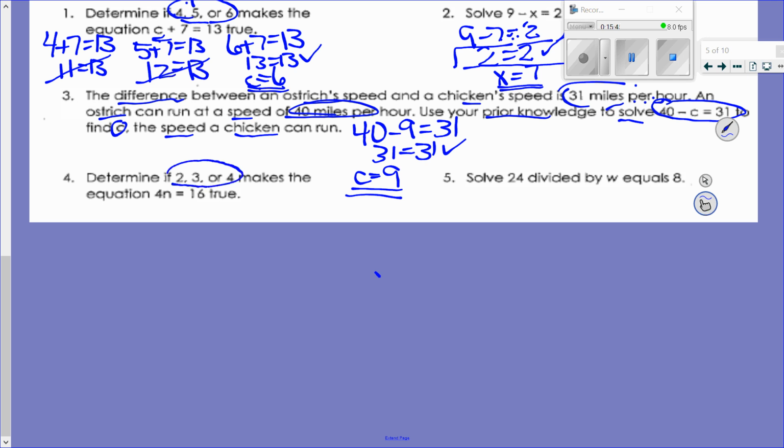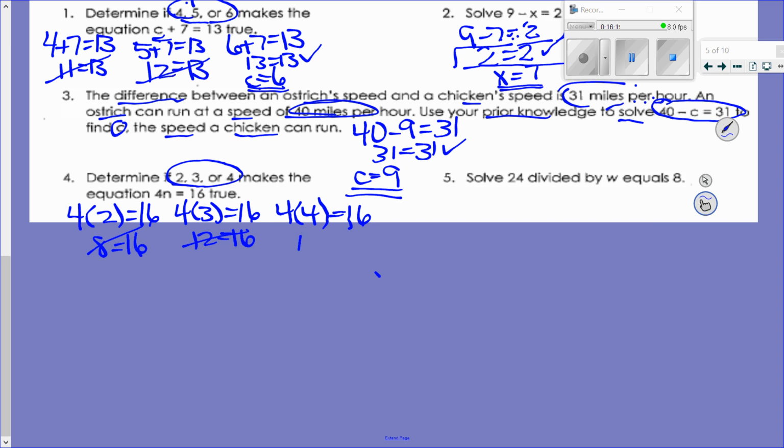Sorry, Lily. You got to try all 3 of them. They gave us 3. We can try 3. The big deal, guys, these are super easy. It's not going to take you long to do. So literally, all I'm going to do is put those 3 numbers in. So I'm going to say 4 times 2 equals 16. Does 8 equal 16? Nope, so that's false. 4 times 3 equals 16. Does 12 equal 16? Nope, that's false. 4 times 4 equals 16. Does 16 equal 16? Check. So I know that n equals 4.